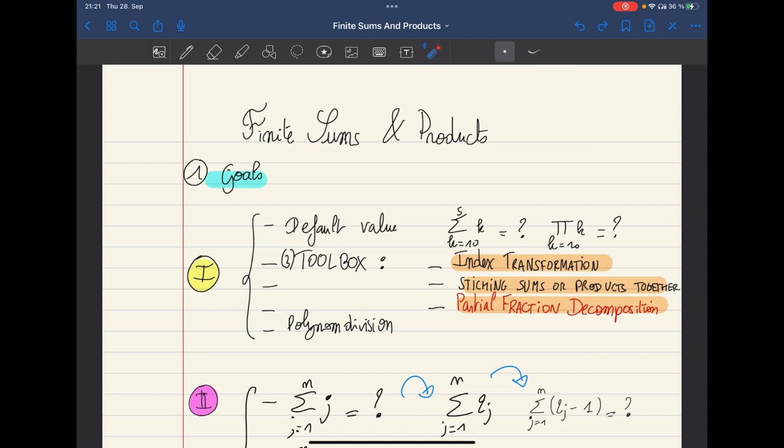Today we are going to see the default value of an empty sum and an empty product. We are going to see which kind of toolbox we have for sums and products. So we have the index transformation, we have what I call stitching sums and products together, and we have the partial fraction decomposition. In the partial fraction decomposition, sometimes you have to use the polynomial division, but I find it easier to remember that we have three tools in our toolbox.